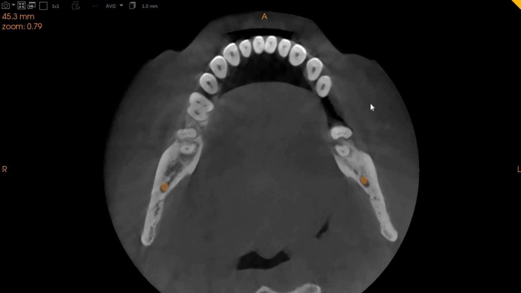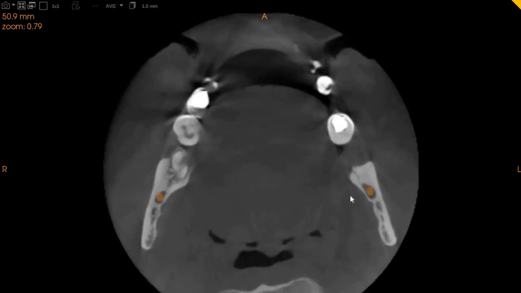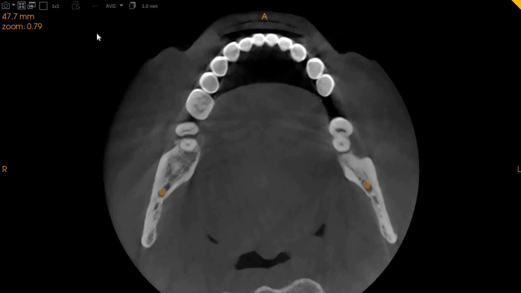Moving to the axial view, this is the axial view of the left hand side, and this is the axial view of the right hand side. Very clearly you can see the 6 and 7, the furcation is involved right here in the 7.